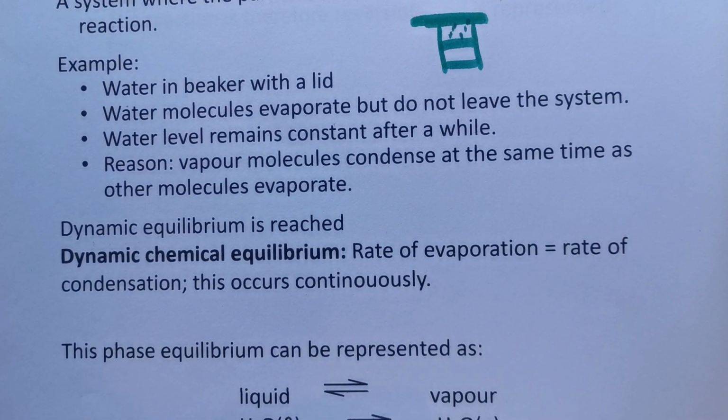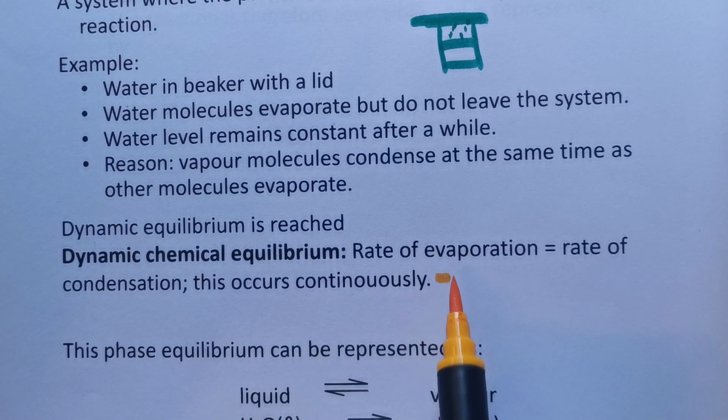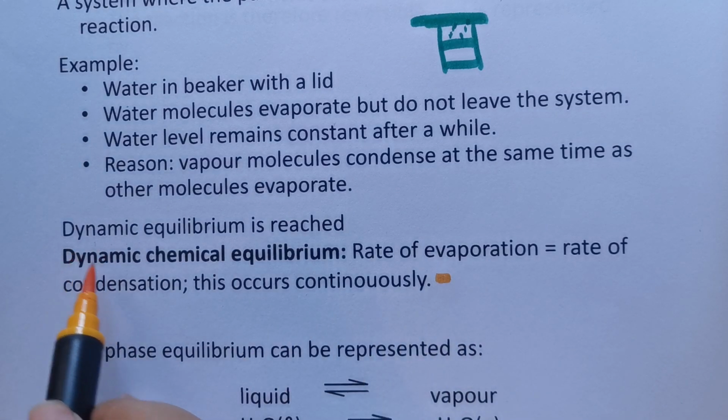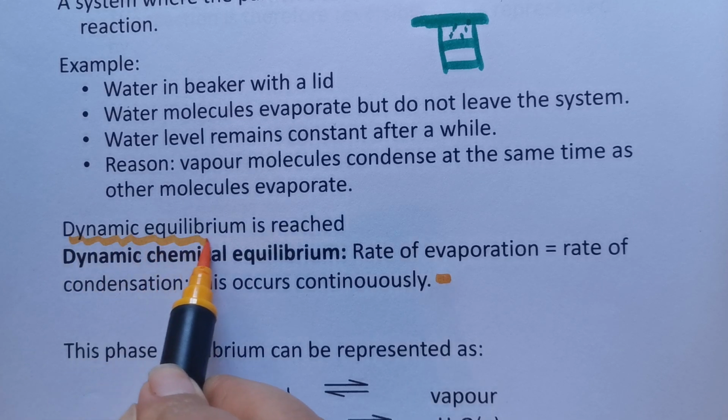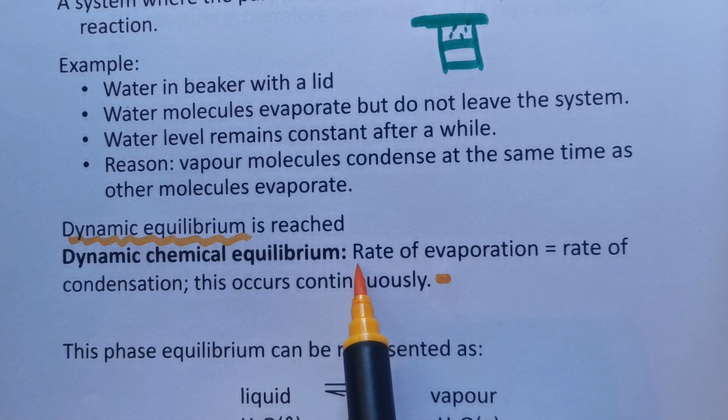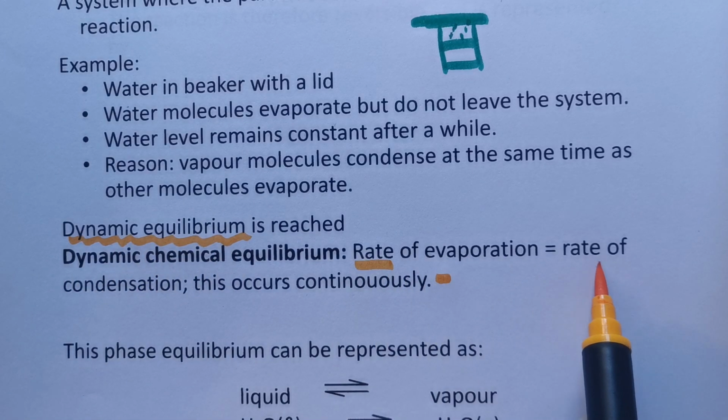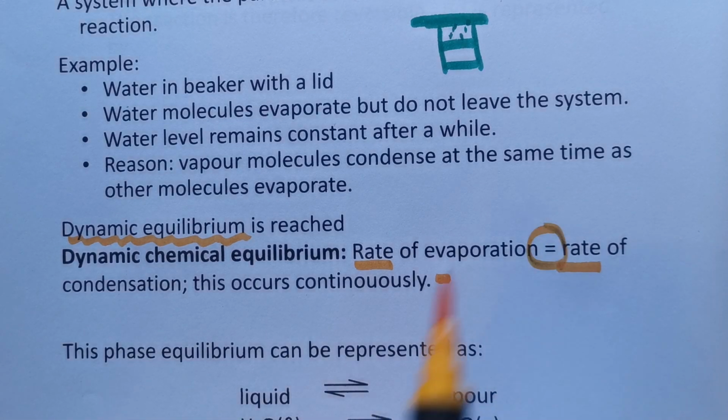We can say that dynamic equilibrium has been reached. The term dynamic equilibrium means that the rate of the evaporation and the rate of the condensation occur continuously. This dynamic equilibrium is reached when the rate of evaporation and the rate of condensation are the same. They're equal to one another.